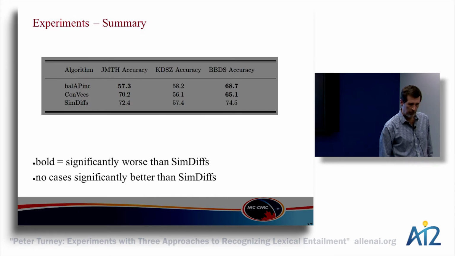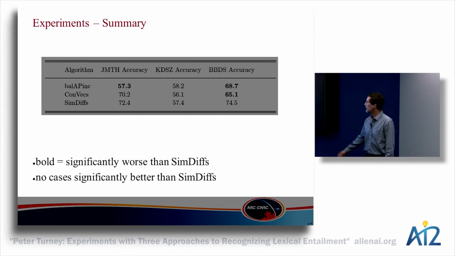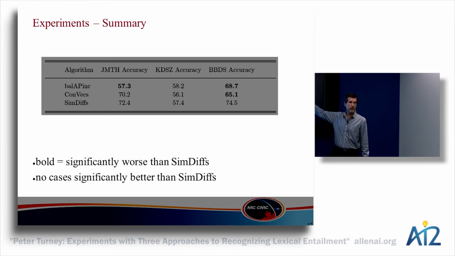And here's a summary of the three experiments. The bold numbers mark the cases where an algorithm is significantly worse than SimDiffs. And there are no cases where an algorithm is significantly better. So there are two cases where SimDiffs beats the other algorithms for the BBDDS data set, and one case where it beats BALAPinc.